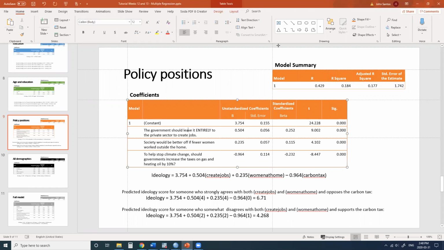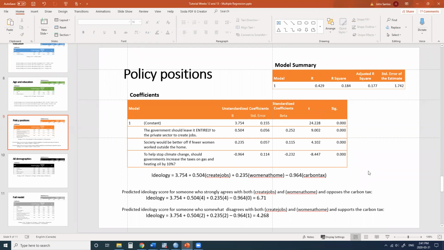And so yeah, here is the table in SPSS. This is straight copy and paste with a different color applied. And we can construct our regression equation, right? So ideology equals the y-intercept, 3.754, plus the product of the coefficient for economic conservatism, 0.504 times whatever the value is for that create jobs question. The coefficient for social conservatism, 0.235 times whatever the value for their response to the women at home question is, minus 0.964 times whatever the value for the answer to the carbon tax question is.